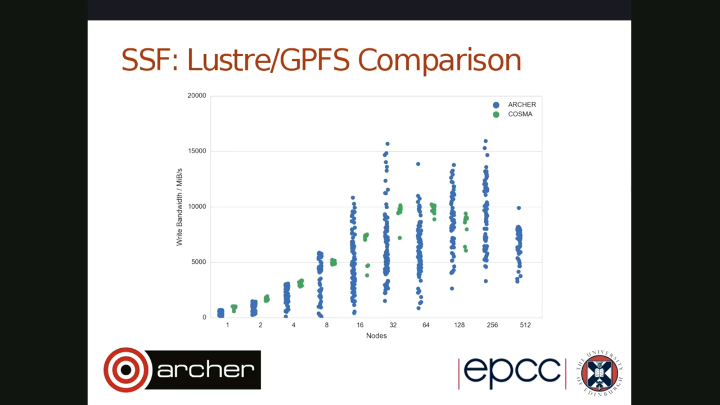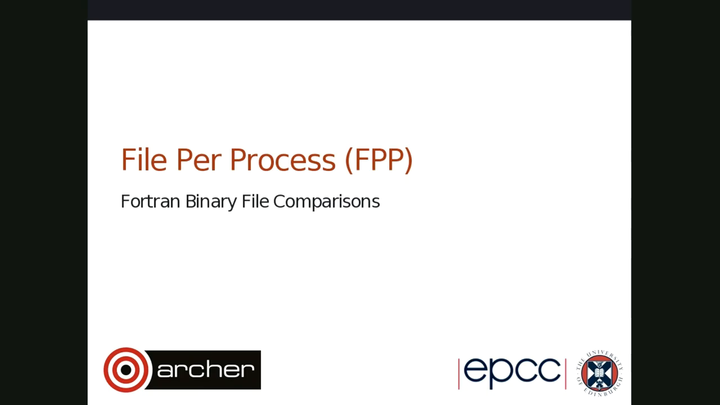But one interesting thing you can see actually on the GPFS is that their maximum performance again is around 50% of their peak, similar to the Archer file system. And their peak performance on the GPFS file system turns over at around 64 nodes, whereas on Archer, you can probably still scale out to 256 nodes and still get good performance. Okay, so that was the single shared file.